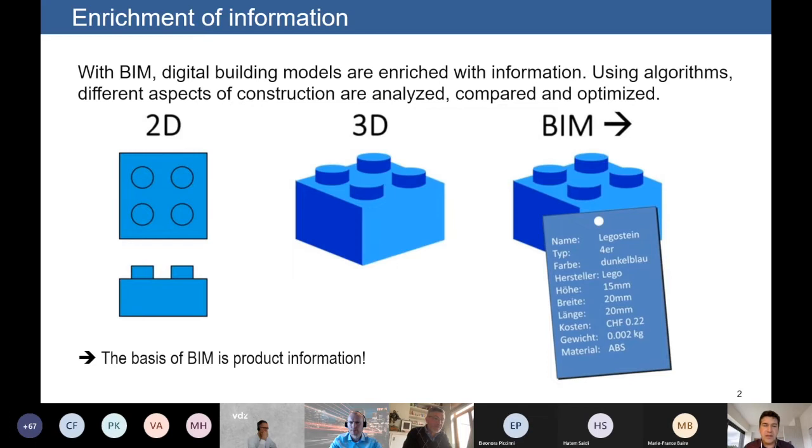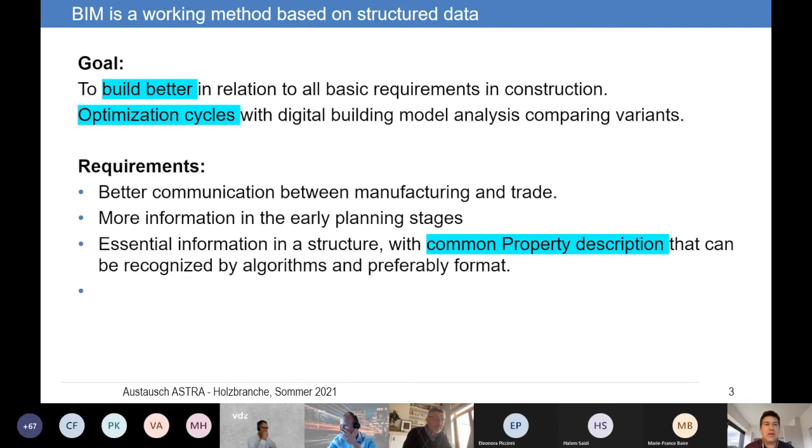So what we heard before is that planning is developing from 2D to 3D to BIM models with additional information. And yeah, the basis of all that is product information. So that means without information, the BIM is not working like it should. It helps us to build better in relation to all basic requirements in construction. Those basic requirements are described, as you said before, in the construction product regulation. And the building model helps us to make optimization cycles, so to make analysis, correction, and comparing different solutions. It helps us also to better communicate between manufacturing and trade, so the whole chain of information.